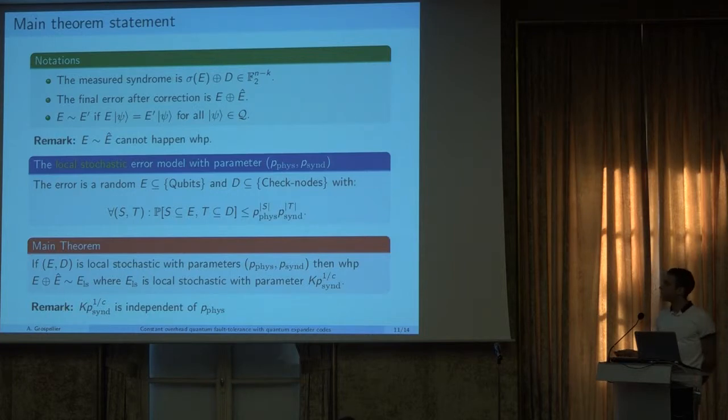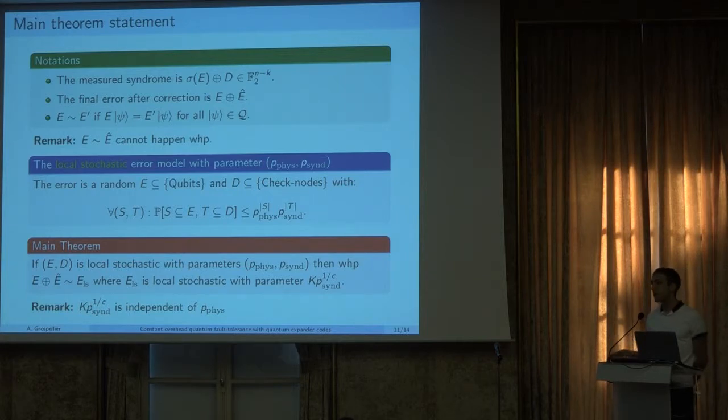So the model that we use in this setting is the local stochastic error model. We say that an error E included in the qubits and D included in the check nodes is local stochastic when you have this relation. In words, this means that the probability that this error happens decreases exponentially with the error size.